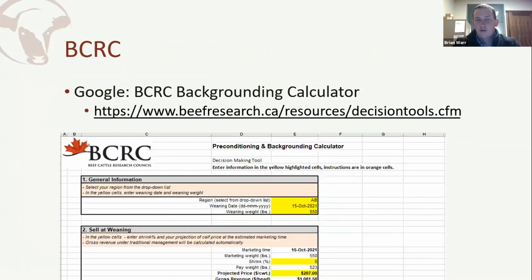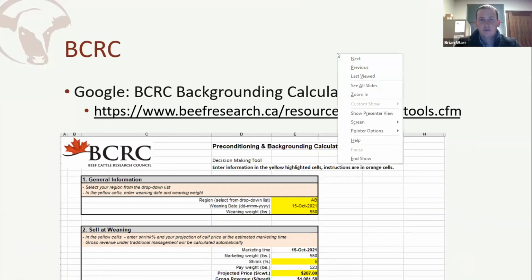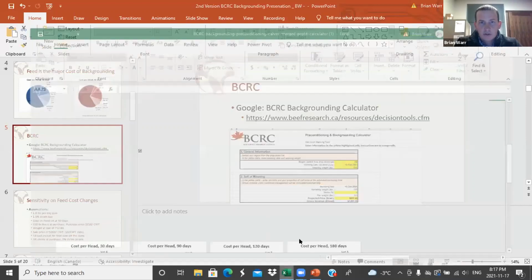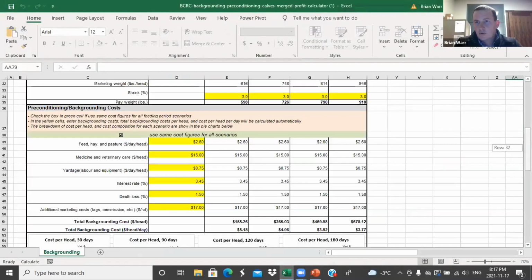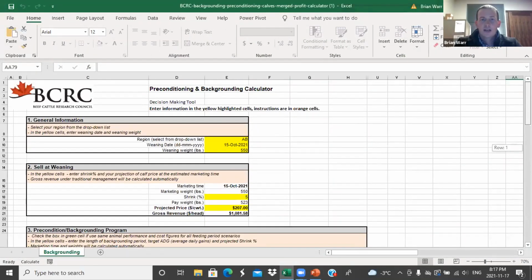So with that said, I wanted to spend just a little time because I think this BCRC calculator is extremely powerful. And hold with me because I'm going to just actually jump over to a spreadsheet. So if you go to Google and type in BCRC preconditioning backgrounding calculator, or you can go to the tools that Sydney showed you at the beginning on the BCRC website, you can download this exact spreadsheet. And that would be my goal for you tonight.